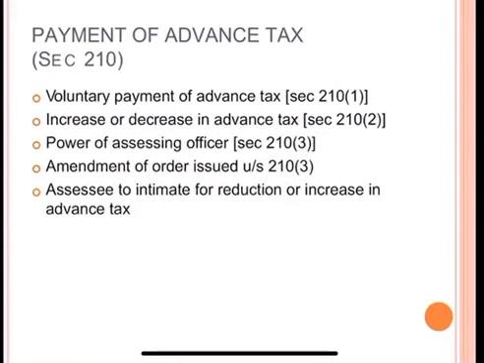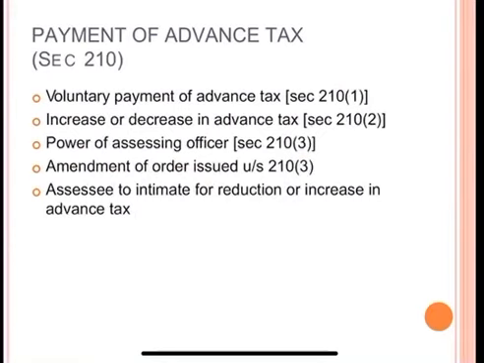Then the power of the assessing officer. If the assessing officer is of the opinion that an assessee has already been assessed by way of regular assessment in respect of his income and has not deposited the advance tax during the financial year, he may order such assessee in writing at any time during the relevant previous year, but not later than 1st February, to deposit the advance tax calculated.